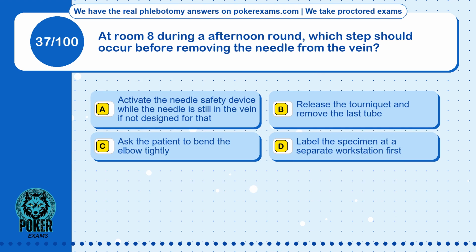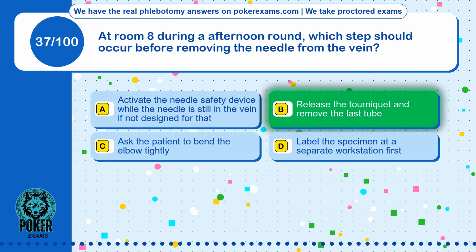Question 37. At room 8 during an afternoon round, which step should occur before removing the needle from the vein? Option A. Activate the needle safety device while the needle is still in the vein if not designed for that. Option B. Release the tourniquet and remove the last tube. Option C. Ask the patient to bend the elbow tightly. Option D. Label the specimen at a separate workstation first.